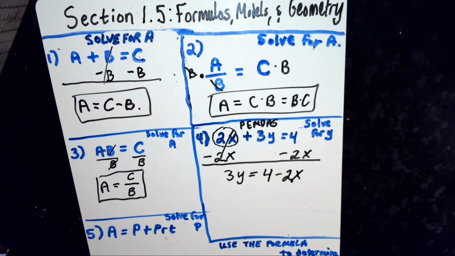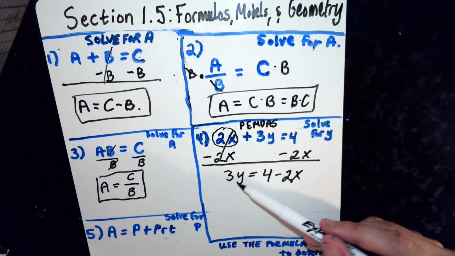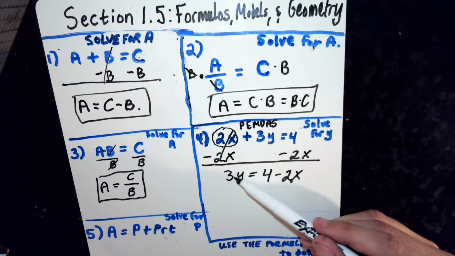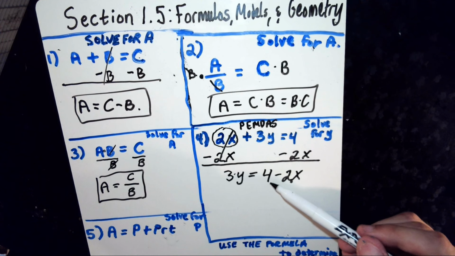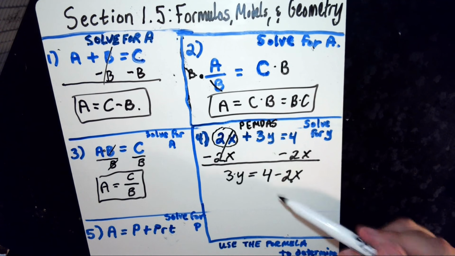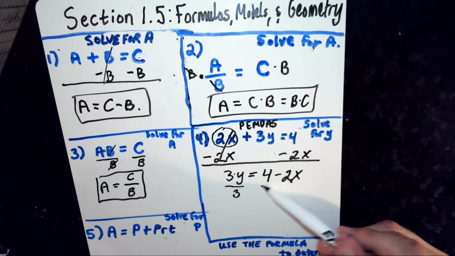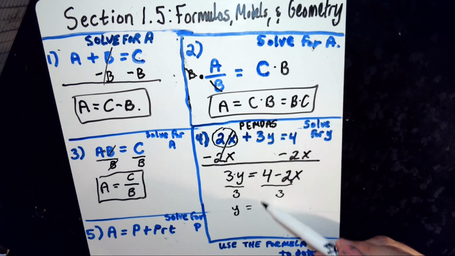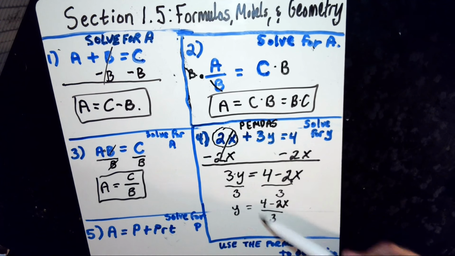All right. Now the last thing to do is to get y by itself with one more step. We have 3y. Remember, when a number and a variable are next to each other, or two variables are next to each other, this means multiplication. So this is 3 times y equals 4 minus 2x. To get y by itself, we must first divide by 3. So then we get y is 4 minus 2x all over 3.